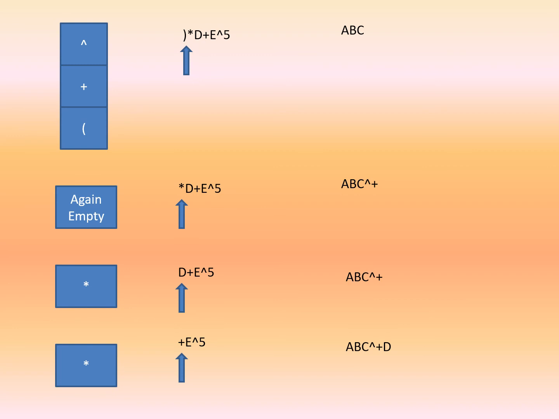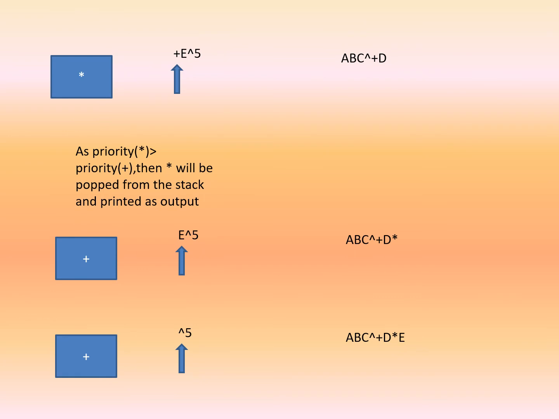So up to now the postfix expression is ABC cap plus, and next the asterisk operator is pushed into the stack, and the operand D is pushed into the postfix string. In the next step, a plus operator is pushed into the stack, star and plus. Since star has higher priority than plus, star will be popped from the stack and printed as output. So ABC cap plus D star, and the plus will remain in the stack.